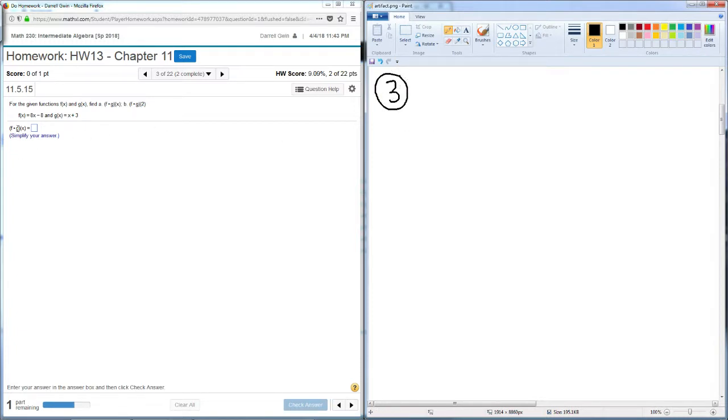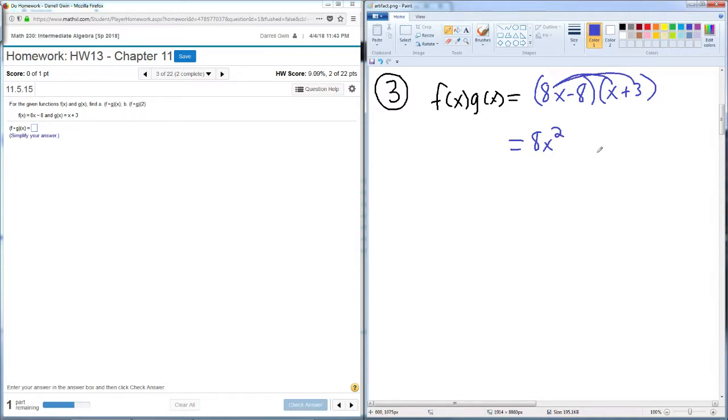Number 3. What are we finding? We're finding the product of functions. So f of x times g of x. Just multiply those together. And it's probably going to be FOIL. What's f of x? 8x minus 8. And g of x is x plus 3. Definitely FOIL. Front, 8x times x is 8x squared. Outer, 8x times 3 is 24x. Inner, negative 8x. And last, negative 24. This is going to equal 8x squared plus 24x minus 8x, 16x minus 24.